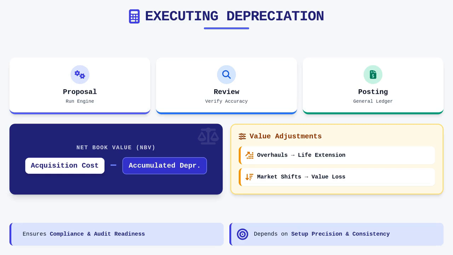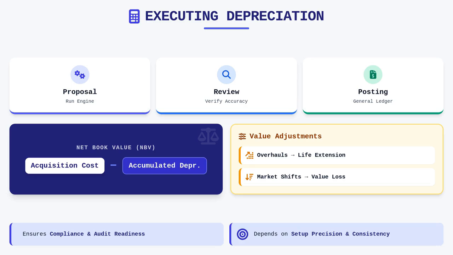Executing the depreciation process involves running the proposal engine, reviewing the generated entries for accuracy, and then posting them to the general ledger. This periodic activity ensures that your financial statements reflect the current net book value, which is effectively the acquisition cost minus the accumulated depreciation to date.